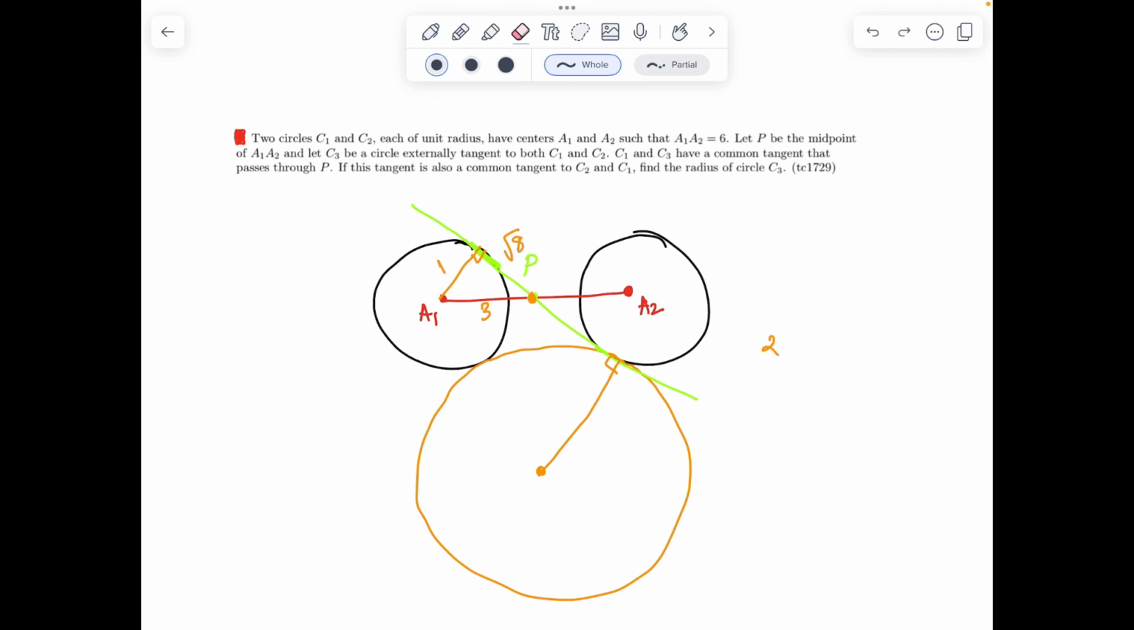We have radius 1. And as you can see, if I connect these lines, we have a right angle triangle around center A1, and this distance is going to be root 8. So we can clearly see this distance is root 8, and by symmetry this distance is also root 8, right? Because again I can join A2 with this center and it will be perpendicular.